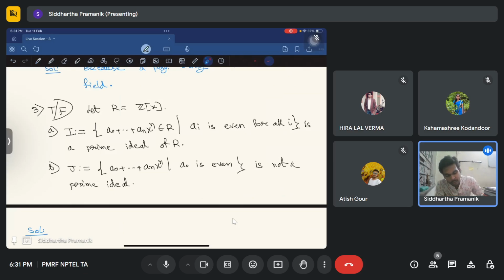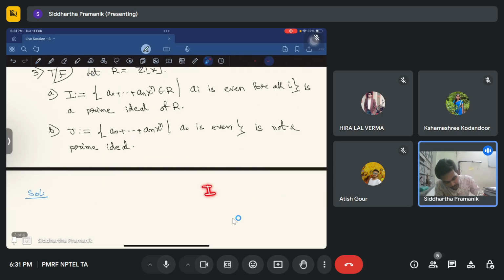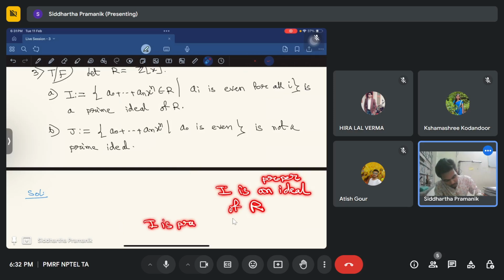So what is the definition of a prime ideal? Let's say I is an ideal of R. I has to be a proper ideal. So I is a proper ideal of R. Then I is prime whenever a product AB belongs to I, then either A belongs to I or B belongs to I. Right? So just use the definition.